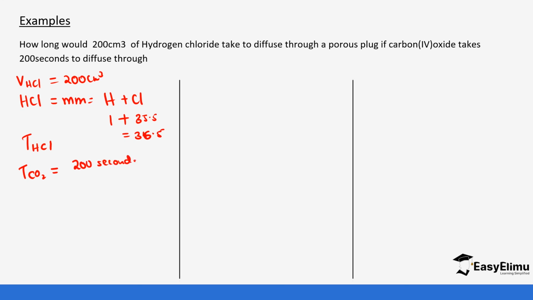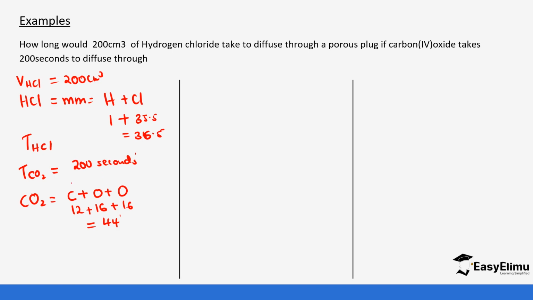And we can also calculate the molecular mass of carbon dioxide. We take the atomic mass of carbon plus the atomic mass of oxygen. The atomic mass of carbon is 12, oxygen is 16, another oxygen 16, which gives us 44. So looking at what we have, this helps us to know which formula we are going to use.